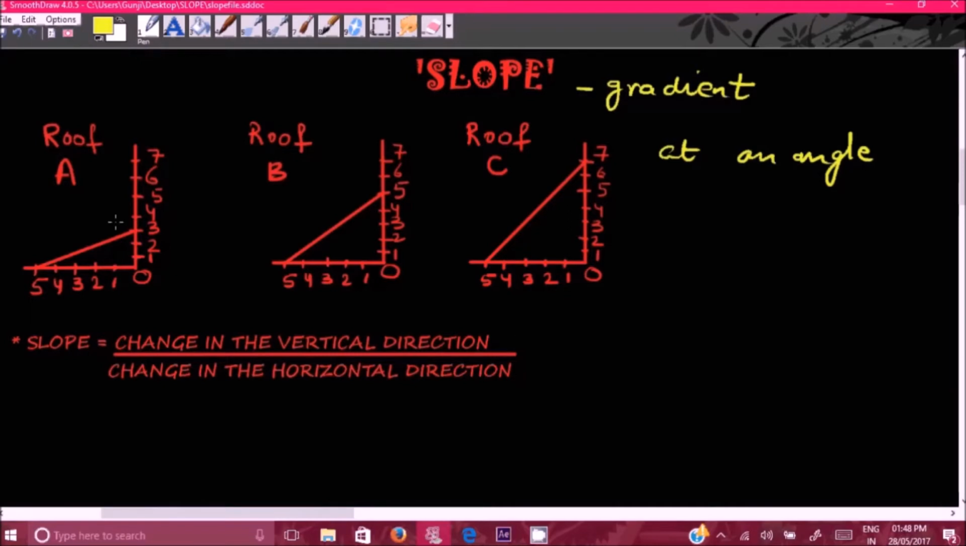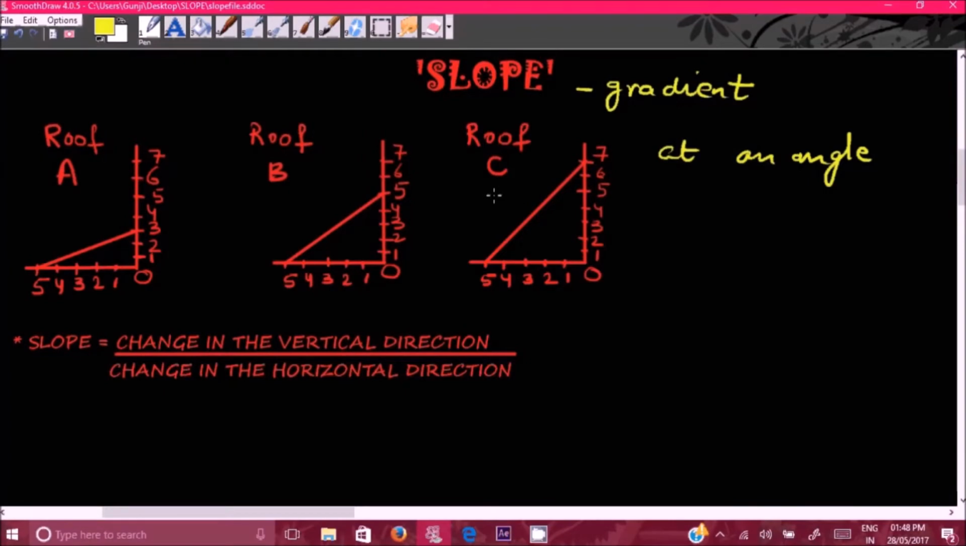Here you can see there are three roofs of three different houses. All the three roofs are at different angles, different inclinations. That means they will have different slopes. The roof C is at the highest angle with the horizontal axis than the roof B and the roof A, with the angles being alpha, beta, gamma. The formula for slope is the change in vertical direction by the change in horizontal direction.